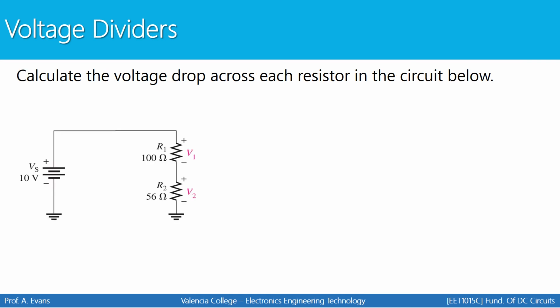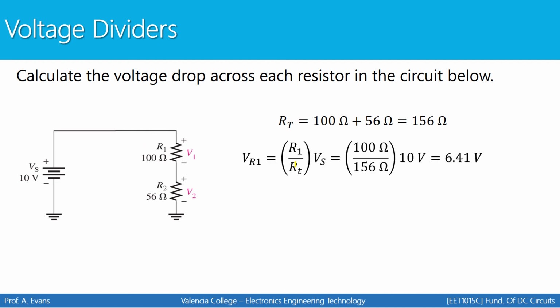So let's do some examples. We're going to calculate the voltage drop across each resistor in the circuit below. And yes, we could do this using Ohm's law, but for now, we're going to just use a voltage divider. To begin, you need to know the total resistance of all elements in series. I have 2 elements in series, so I'm going to add those up, R1 and R2.